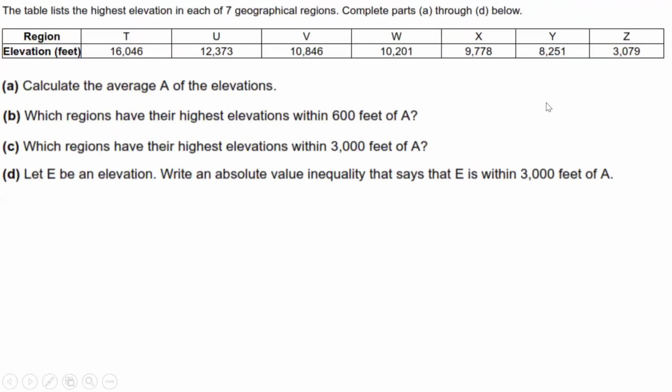All right, so here we have a list of the highest elevations in 7 geographic regions, complete parts A through D. So we're supposed to calculate the average of the elevations, which regions have their highest elevation within 600 feet of that, which ones are within 3,000 feet of that, and then write an absolute value inequality showing this one. Okay, so let's go ahead and use our calculator. I think I'm going to show you two ways to do this. First way, we'll just add them up and divide.